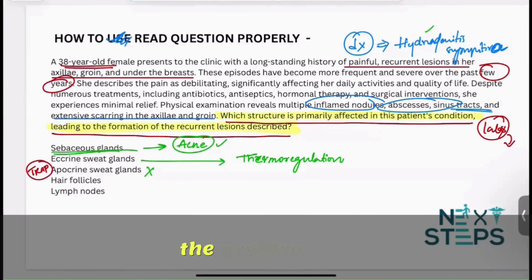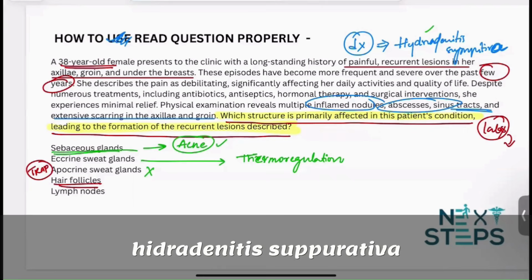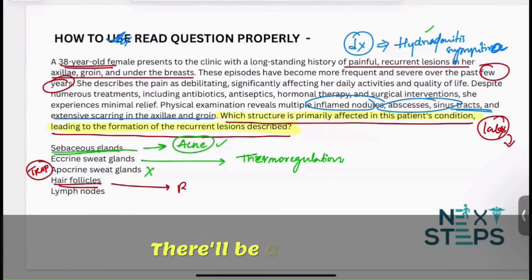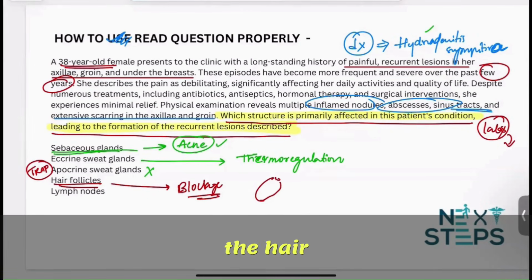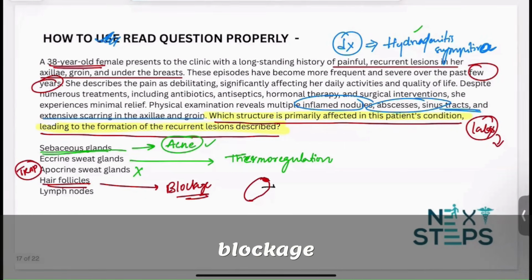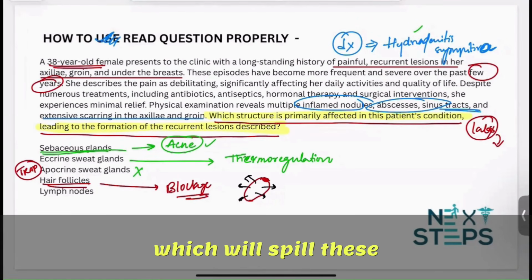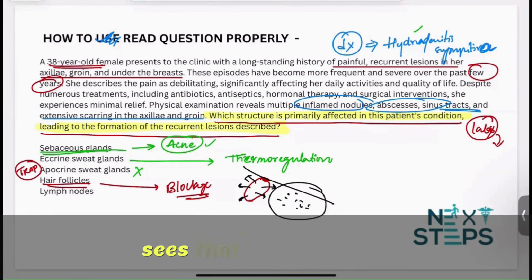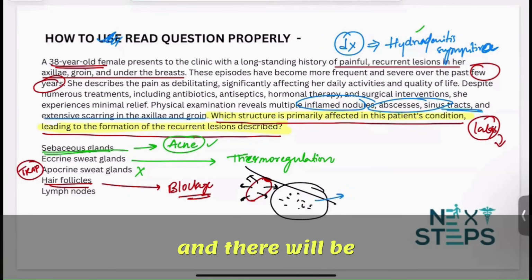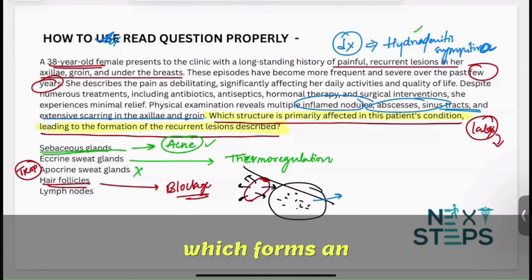So this is where the problem lies. In hidradenitis suppurativa, what will happen? There will be a blockage of the hair follicle which will cause dilatation and rupture. Let's assume this is the hair follicle. If you're having blockage, there will be rupture of this hair follicle which will spill its contents into the dermis, and the dermis sees that as an antigen and there will be an inflammatory reaction which forms an abscess. Okay, so this is what will happen.